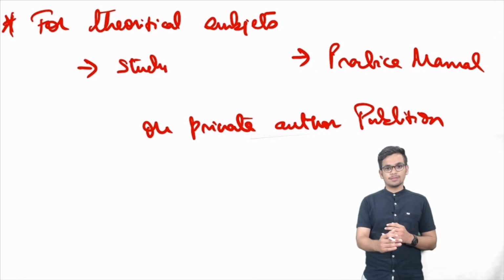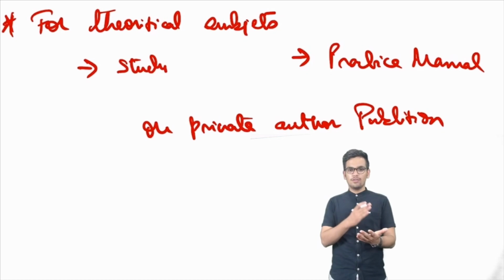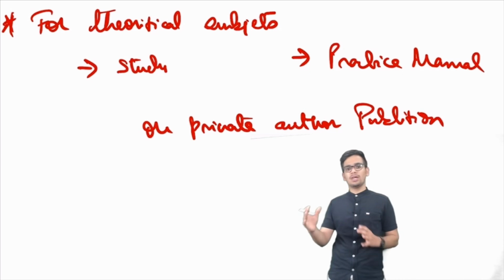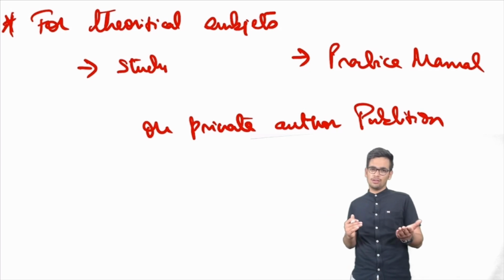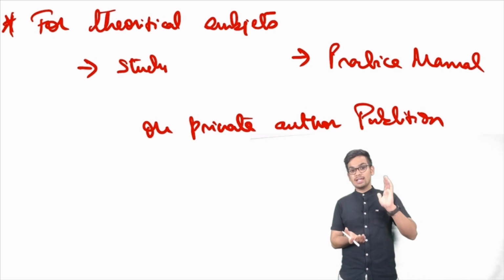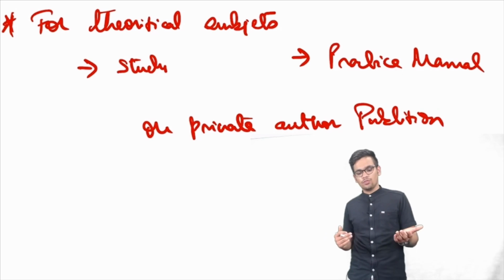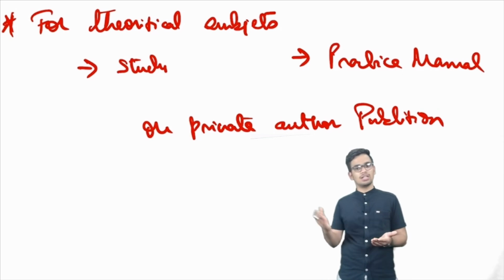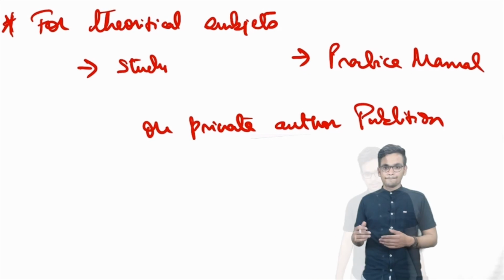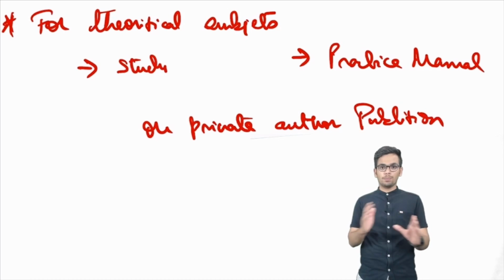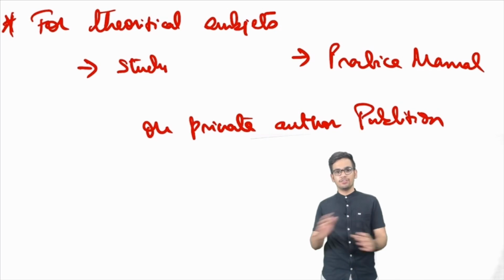The next is theoretical subjects, in which again we refer to the study material and practice manual. In this case, we can go for private authors' books also, as in many cases we see the ICAI audit material is very vast, or maybe the tax material. We can go for private publications like Manoj, Shivaji Sir, or maybe another author. In this 8-month preparation, you need to have a proper base built up for each and every subject.